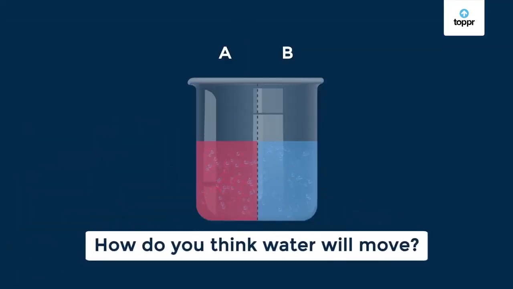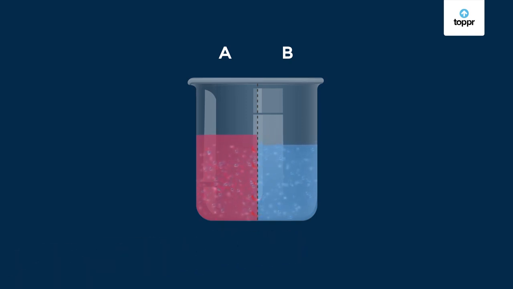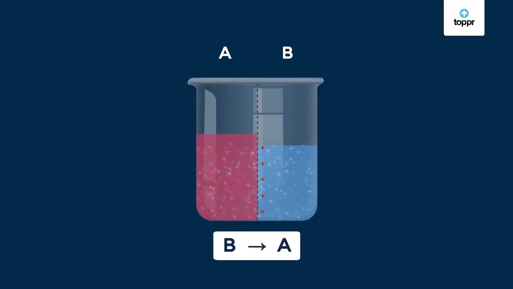Now, if I apply the same principle of diffusion, that is, molecules move from regions of higher concentration to lower concentration, how do you think the water will move? Will it be in the direction of A to B or B to A? Obviously, since a higher concentration of free water is in B, it would be from B to A.